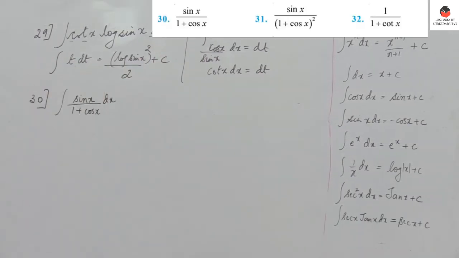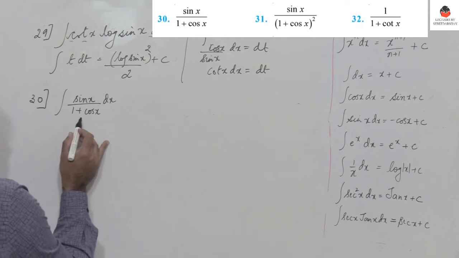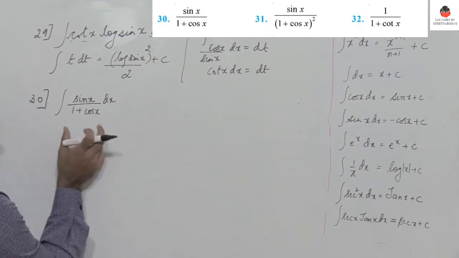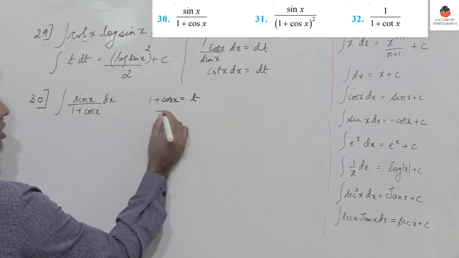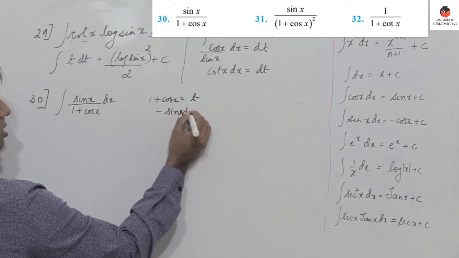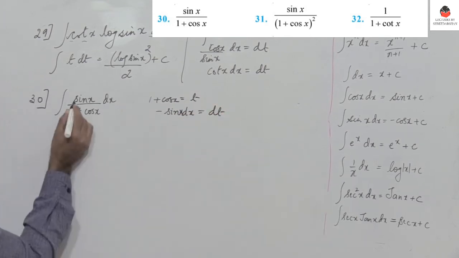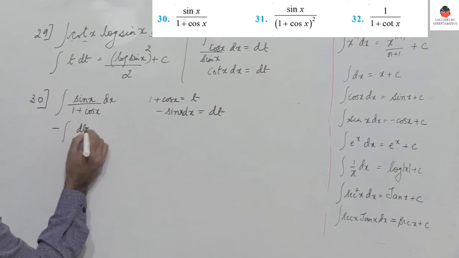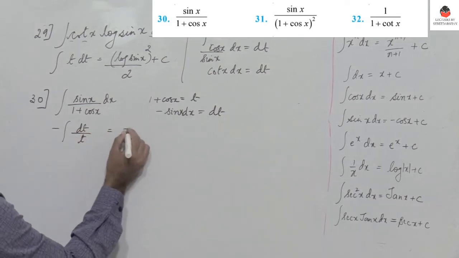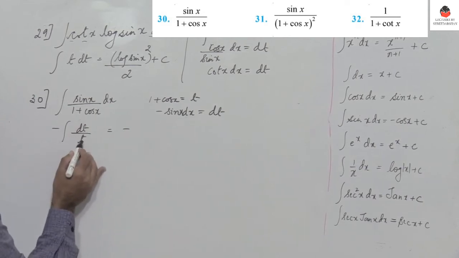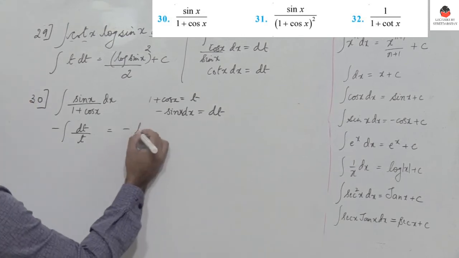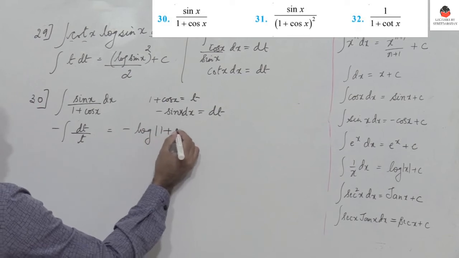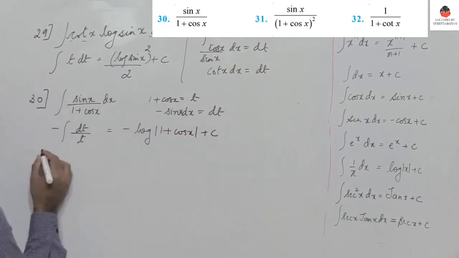So integral sin x divided by 1 plus cos x. Again, we know that differential of cos x is minus sin x. So substitute 1 plus cos x equals t. If I differentiate this, I get minus sin x dx equals dt. Right, so I have sin x dx, so that is minus dt divided by t, right? So I have 1 by t, and integral of 1 by x dx is log x, so this is minus log of t. t is nothing but 1 plus cos x plus c.